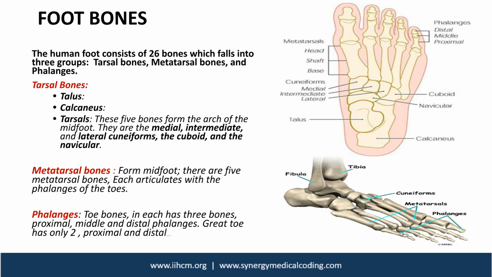The human foot contains 26 bones, divided into 3 groups: tarsal bones, metatarsal bones, and phalanges. The tarsal bones include the talus, calcaneus, and 5 tarsals forming the midfoot arch. Metatarsal bones form the midfoot, and the phalanges are the toe bones.